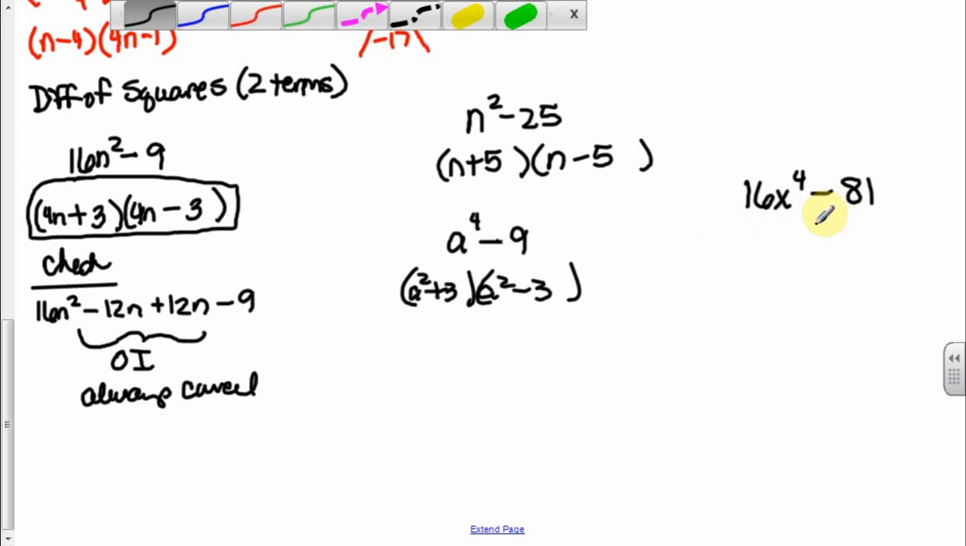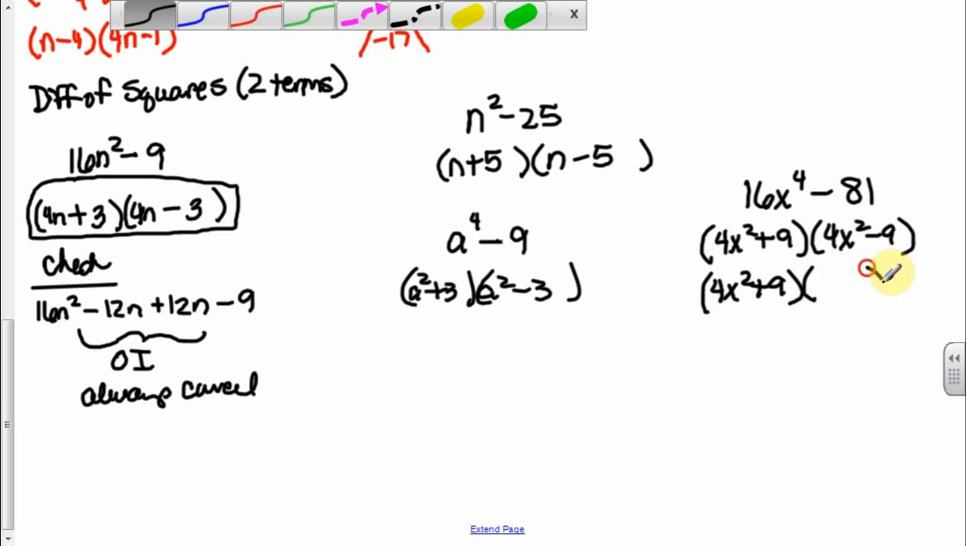16x to the fourth minus 81. That is a difference of two squares. The square root of 16x to the fourth is 4x squared. The square root of 81 is 9. So it'll be 4x squared plus 9 and 4x squared minus 9. What happens is that one of these factors is also a difference of squares. You see? So you have to keep going. It's called a repeated factorization. You just have to go a little bit further with it and factor it as well.